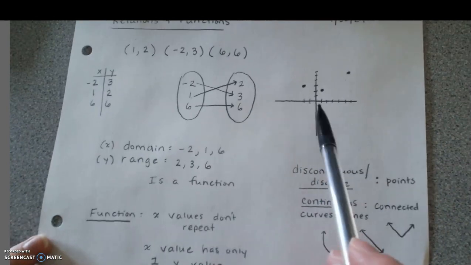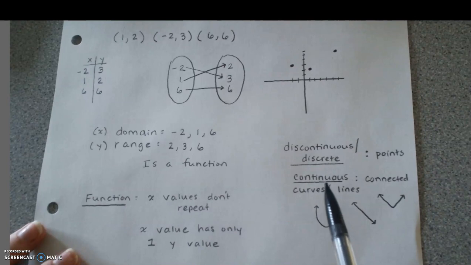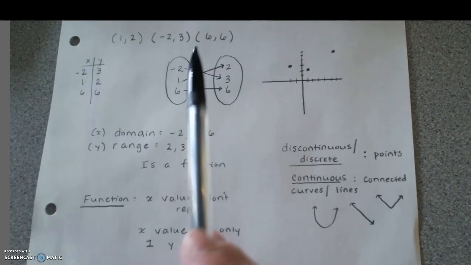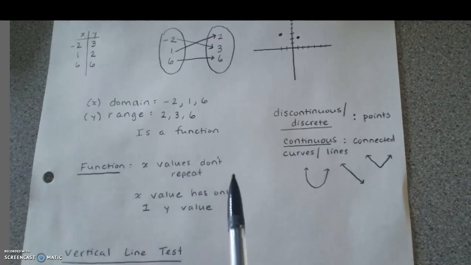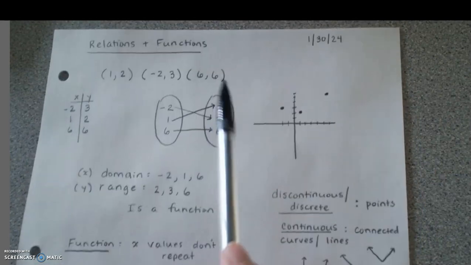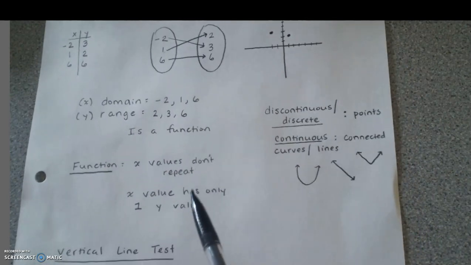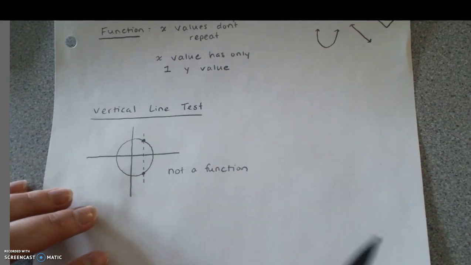Remember, discrete are just disconnected points, but continuous have nice curvy or straight lines that go through them. And then for our discrete and our continuous, you can tell whether or not it's a function. So if it's discrete, we're looking for our x values to only appear once. And for our continuous, we're looking at the vertical line test. If I was to draw a vertical line anywhere, would it touch more than once?